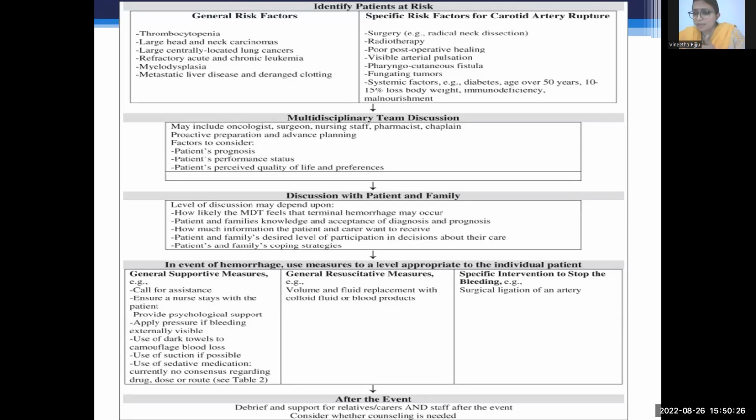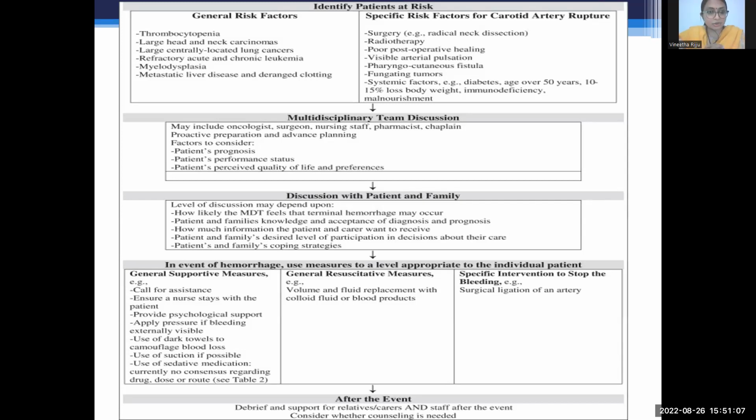So if the patient and the family know less, it is more indicative that the MDT comes forward to discuss with the patient and family. And if the MDT feels that the patient is at high risk for developing a hemorrhage, definitely this is very important to be conducted as early as possible. And the patients' and families' desired level of participation in decisions about their care is at their disposal. And patients' and families' coping strategies can also be seen by the team.